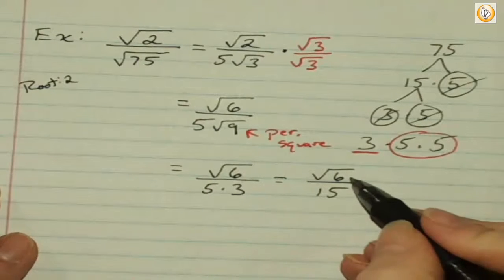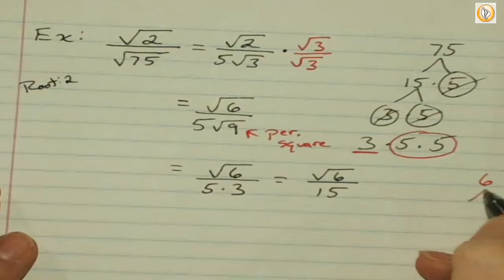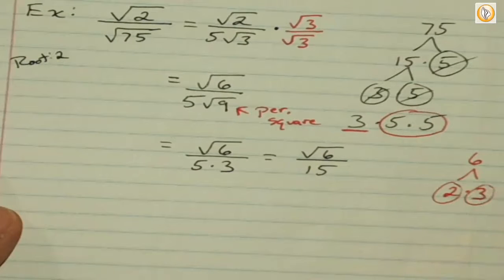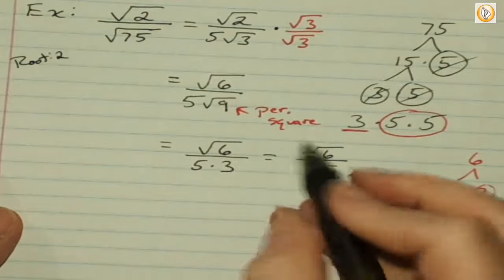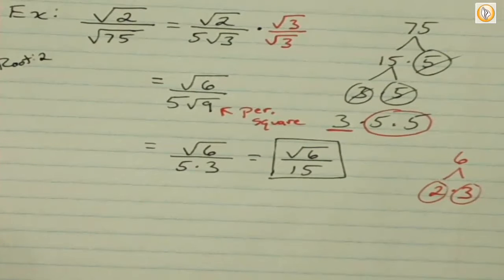Now, 6 is prime, because if we were to do the factor tree, we'd only have 2 times 3, and there's no pairs. So this is your answer. Write that down. I need you to take a step back and look at that.